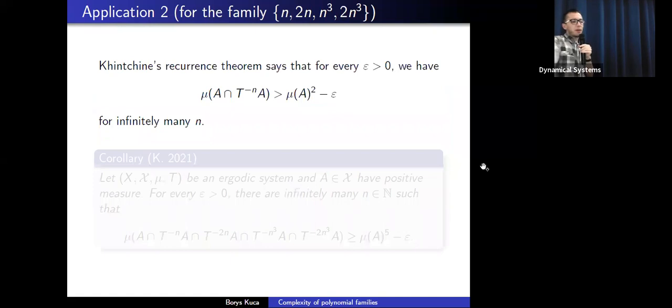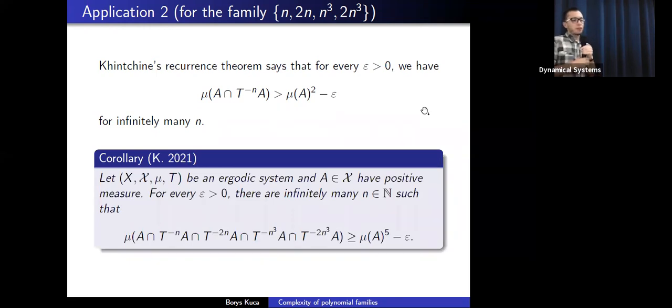The second application is related to recurrence problems. So there is this old result of Khintchine that for every epsilon, the following inequality holds for infinitely many n. So for infinitely many n, this intersection has measure almost equal to the measure of A squared.